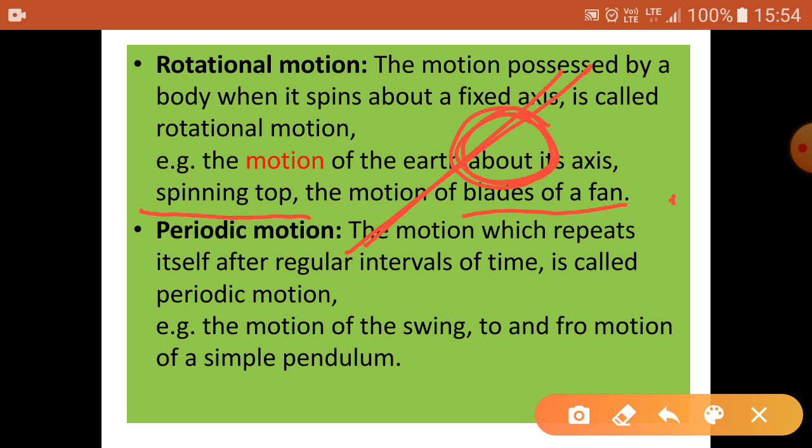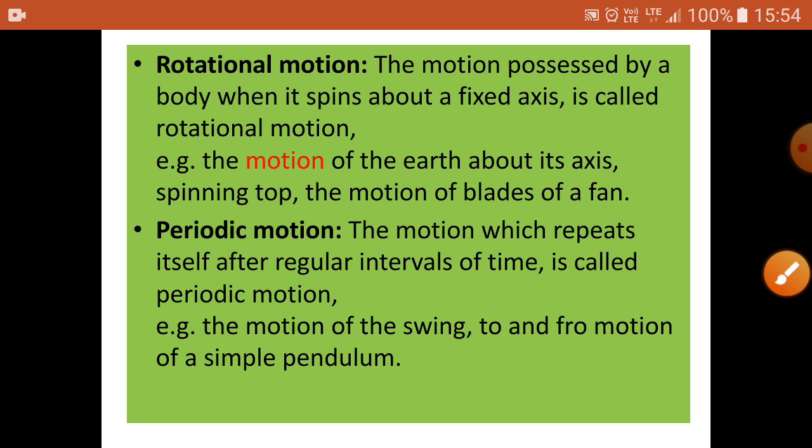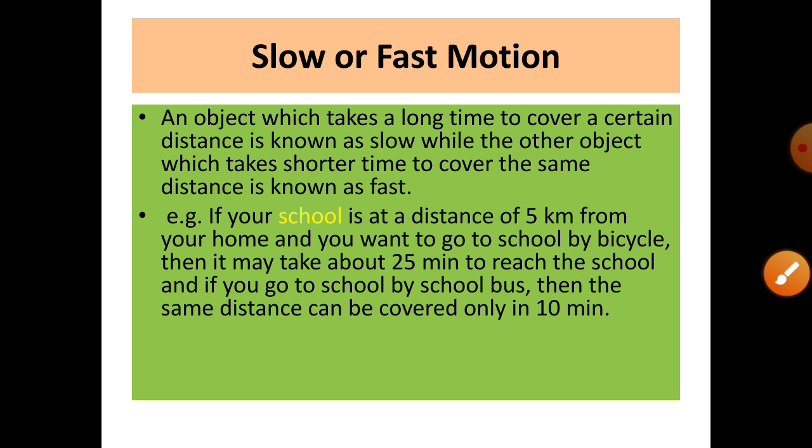Periodic motion, the motion which repeats itself at a regular interval of time, is called periodic motion. The motion of a swing, to and fro motion of the simple pendulum, all these are examples of periodic motion. Now there may be slow motions and fast motions. For example, an object when it takes a long time to cover a certain distance is known to be having slow motion, while the other object which takes shorter time to cover the same distance is said to be having fast motion. So it all depends upon the distance and the time covered.